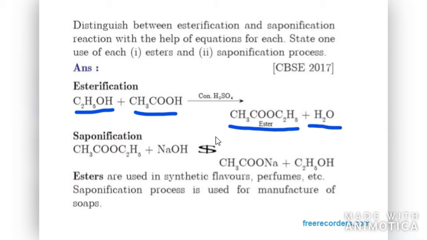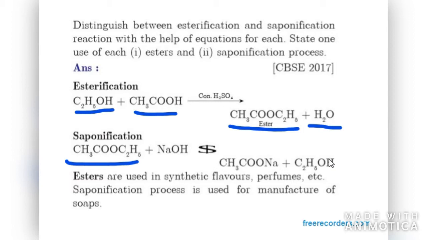In the second process, saponification, we make use of ester and mix it with sodium hydroxide to form CH3COONa plus C2H5OH, that is sodium ethanoate, and ethanol is released here. Now we need to state one use of each, that is esters and saponification.